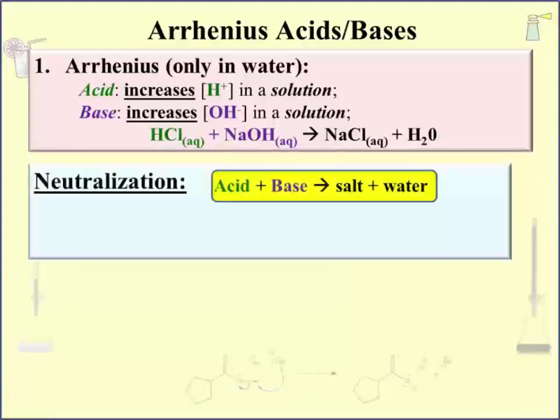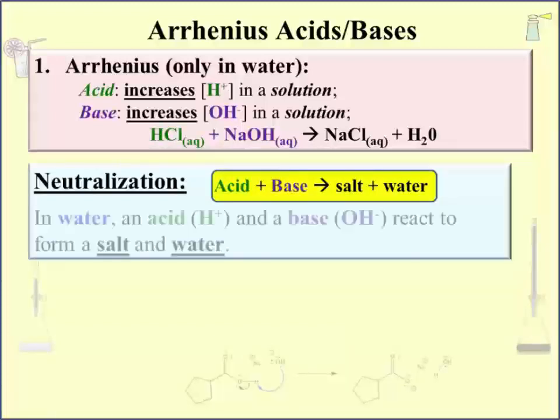The most defining feature of Arrhenius acid and bases is the neutralization reaction. The acid and base reactants are usually ionic compounds, and solubility can come into play. In water, an acid, the hydrogen cation, and a base, the hydroxide anion, react to form a salt and water. Water is considered neutral, and the basis for the name neutralization. A further look at neutrality is given momentarily, and a deeper look is found in the pH and titration lecture.